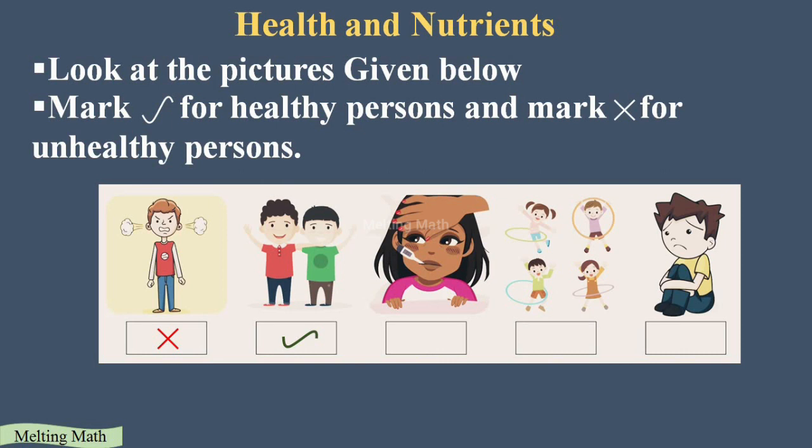Next, she has a fever, so she is in an unhealthy condition, then make a cross on this picture. And next, they are looking very active and playing together very happily, so they are in good health, then mark a tick on this picture. In the final picture, this guy looks very dull, so he is in an unhealthy condition, then mark a cross on this picture.